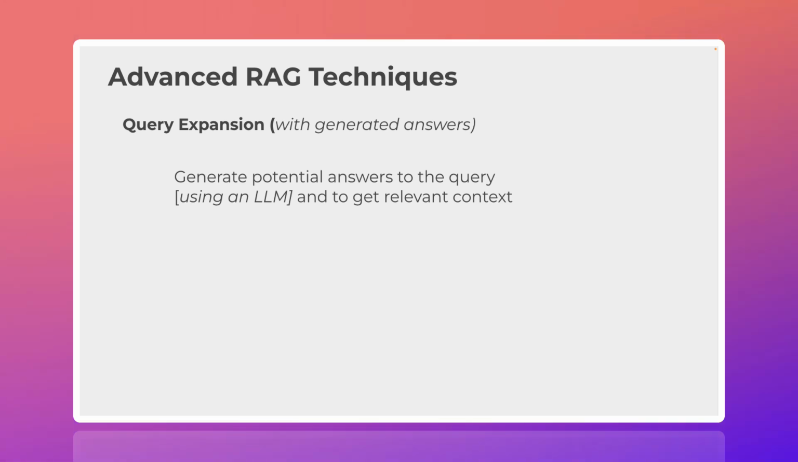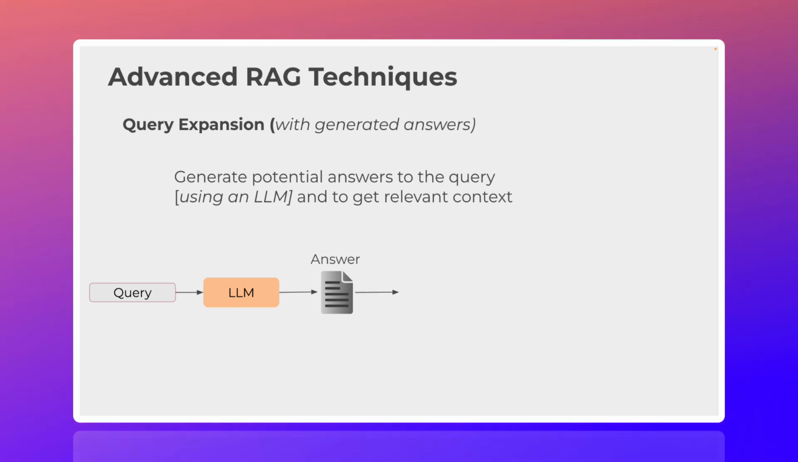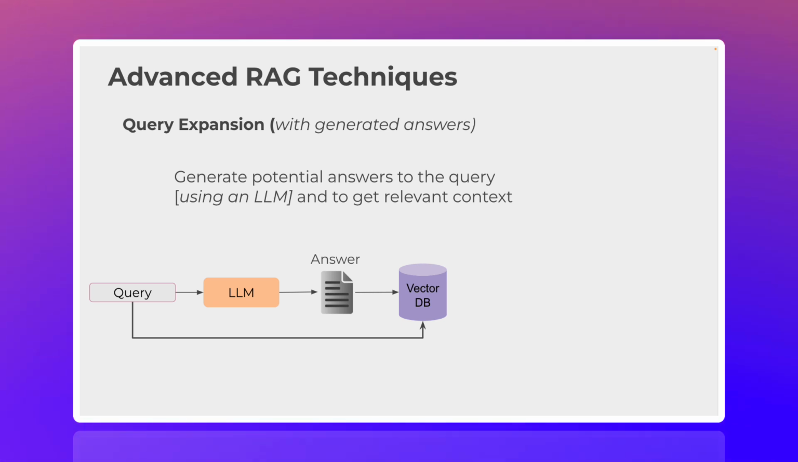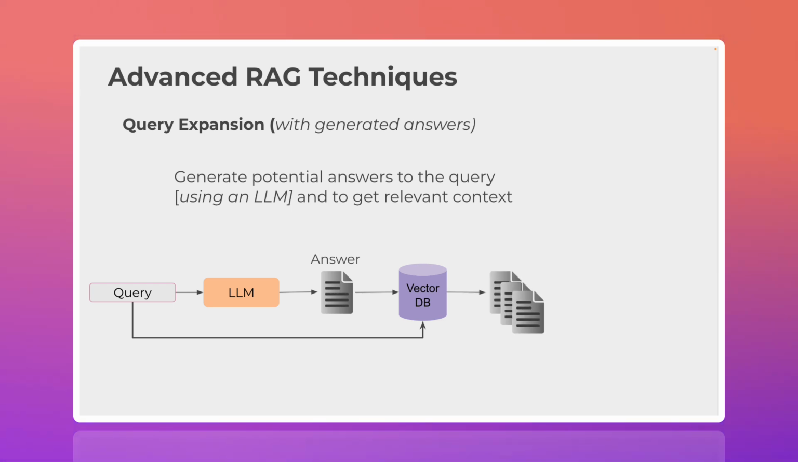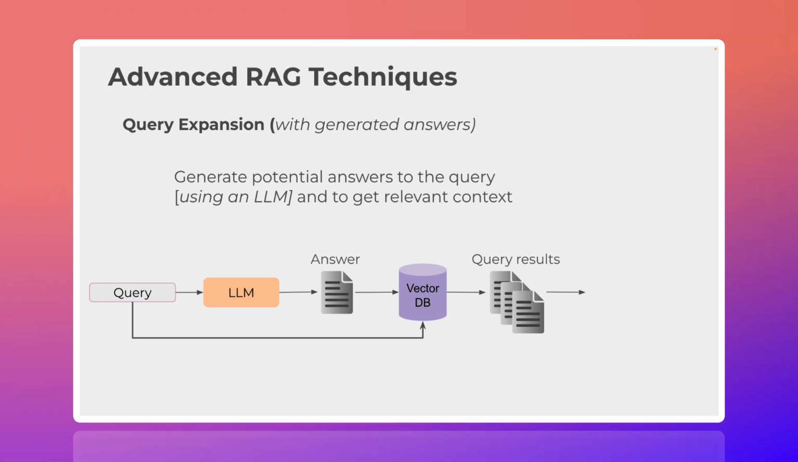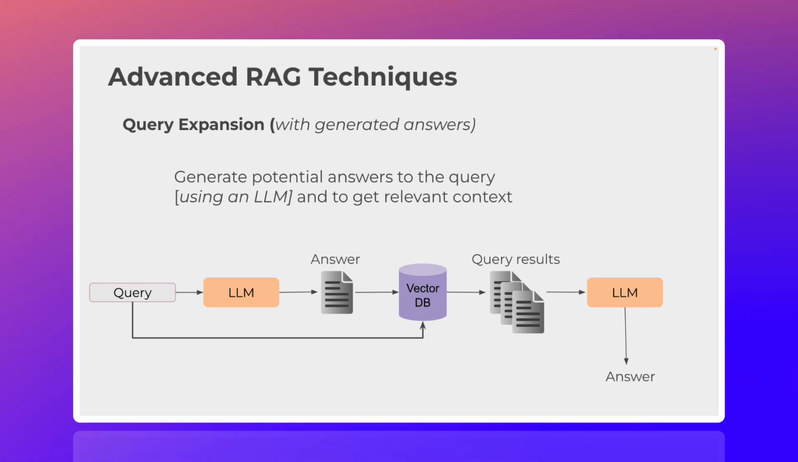To show you here, here's a simple diagram. You have a query, and this query has to go through a large language model to create an answer. This is, I would call, a hallucinated answer. Then we take that answer and concatenate it with the original query, and use that as a new query which you pass through the vector database, in this case the retrieval system. Then you return your query results, which are passed through the large language model again to get the actual results, the answer.